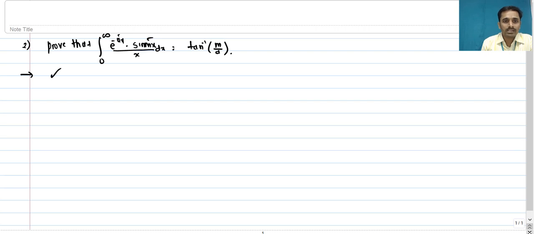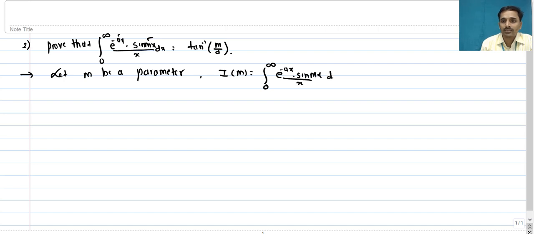So here we'll consider m as a parameter. Let m be a parameter. So once the parameter is selected, we have all other quantities as constants. So here a will work as a constant throughout the example. As m is the parameter, let the given integral be I of m, the integral from 0 to infinity of e raised to minus ax sine mx upon x dx.